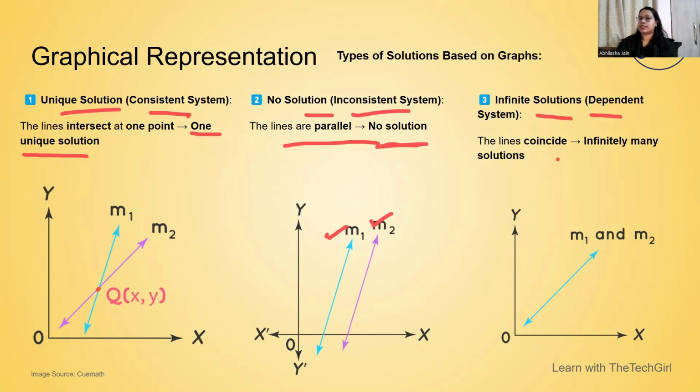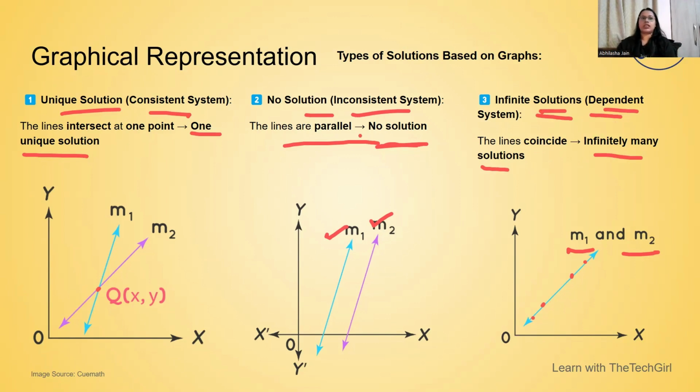And the third scenario is a dependent system, which means the lines coincide with each other. So both the lines are making the same line and they are coinciding. So let's say one equation is from here to here and another is from here to here, right? So they are both coinciding with each other. So all the values of x and y are going to satisfy both the equations. So there are infinitely many solutions. We cannot calculate how many, right? So that's when it's called infinite solutions, or a completely dependent system. They are dependent on each other completely.